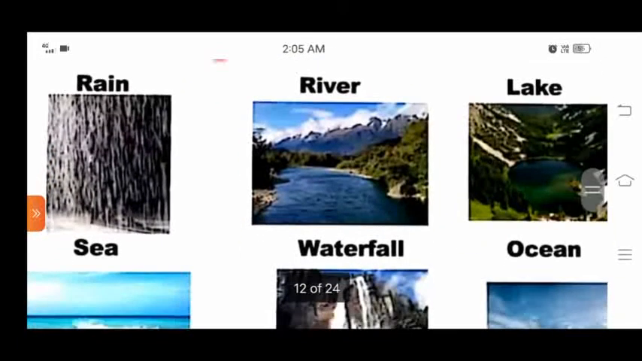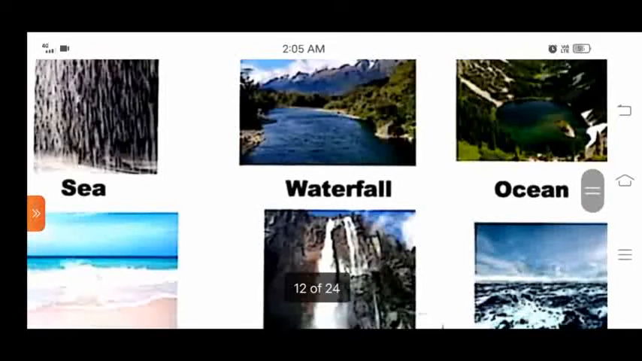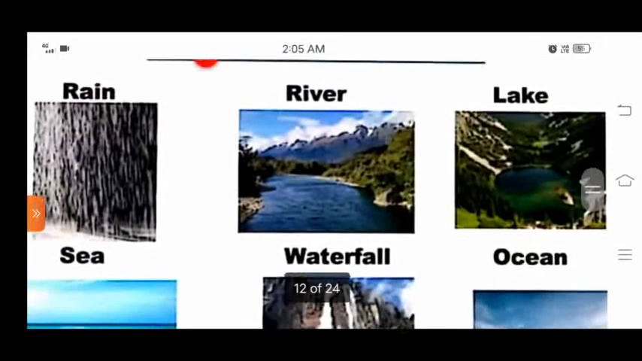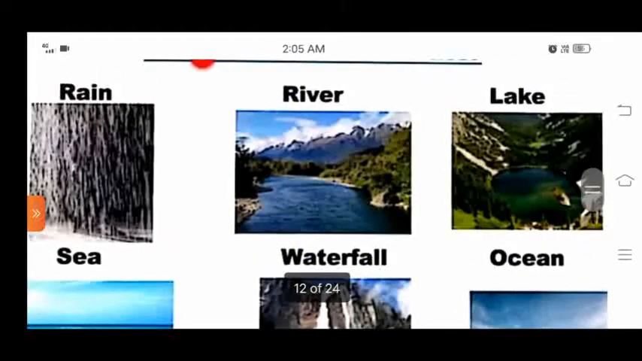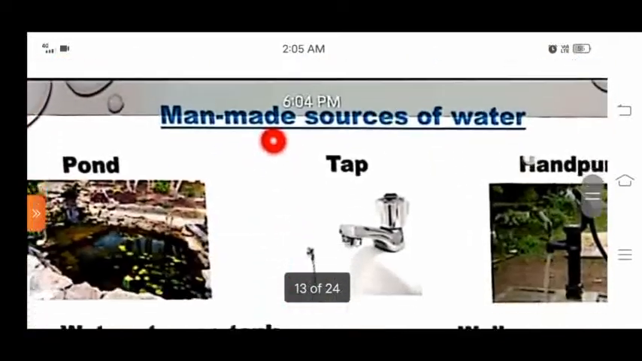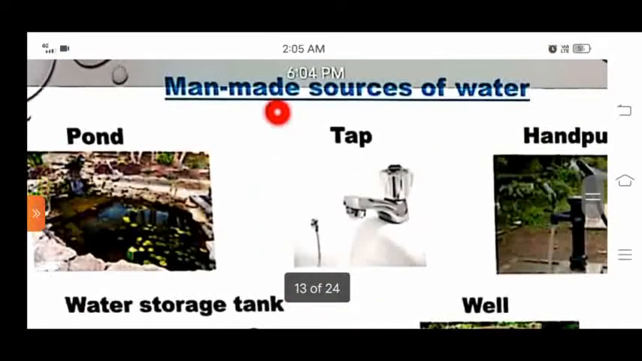How do these natural bodies get water? These natural bodies get water from the rain. So these water bodies are called the natural source of water. We get water from these water bodies without spending money, without working hard. We get water normally, we get water easily from these water bodies. And this is the man-made source of water.